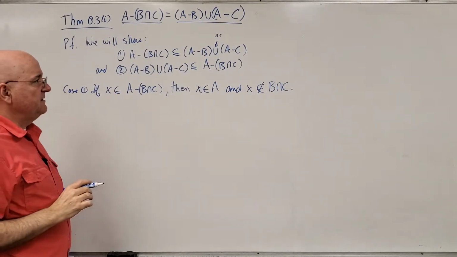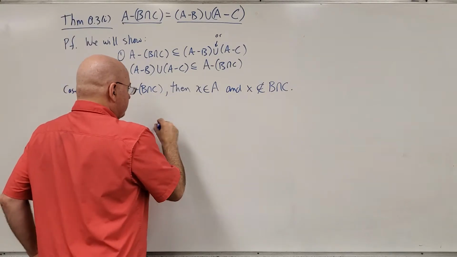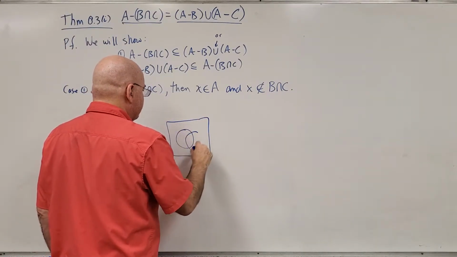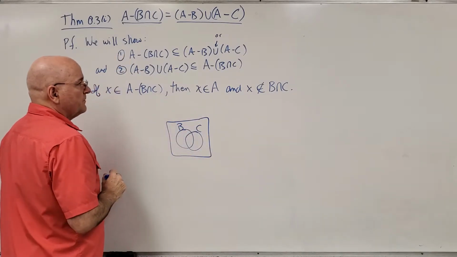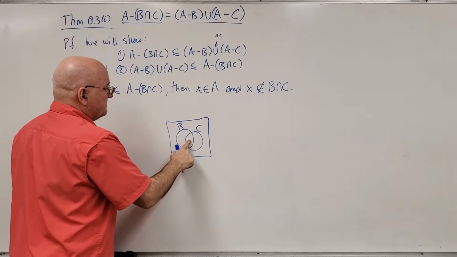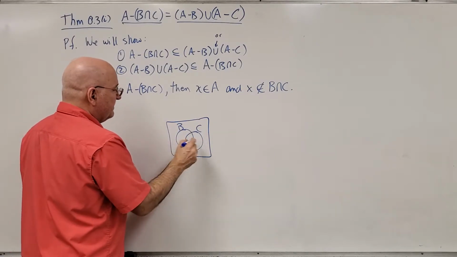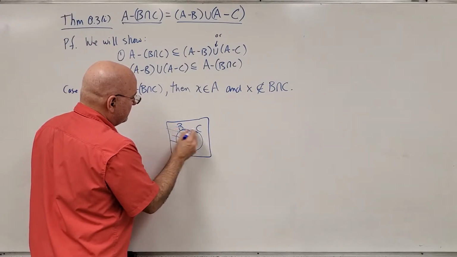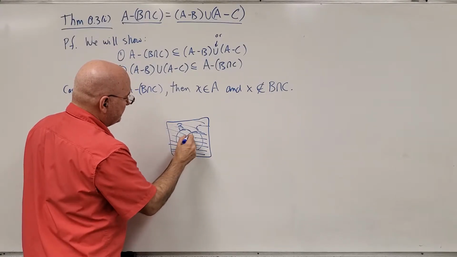Well, what does it mean to be not in the intersection? I'm going to draw a Venn diagram here. It's not part of the proof. I'm going to erase it in a minute. If you're not in this, you could be anywhere else. If you're not in the intersection, you could be anywhere else except in that football-shaped region right there.